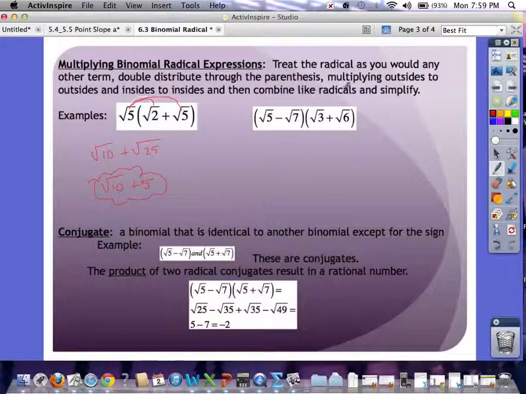That means we're going to double distribute. I'm going to distribute this 5 through first, and then I'm going to distribute the square root of 7 through. Okay, and then I'm going to clean up and simplify.